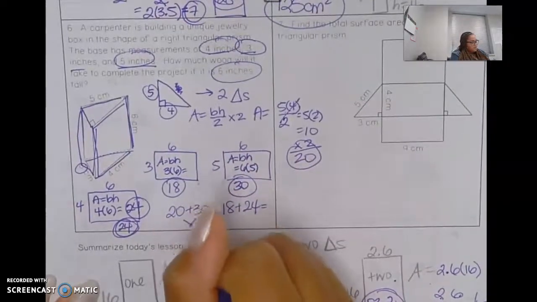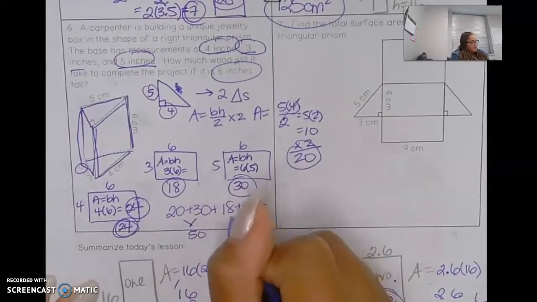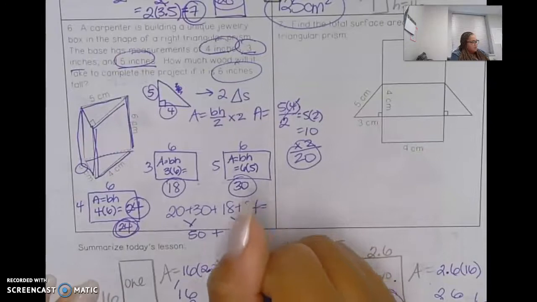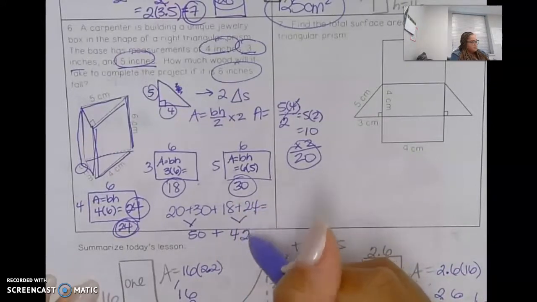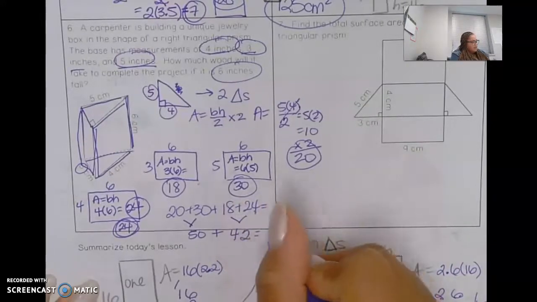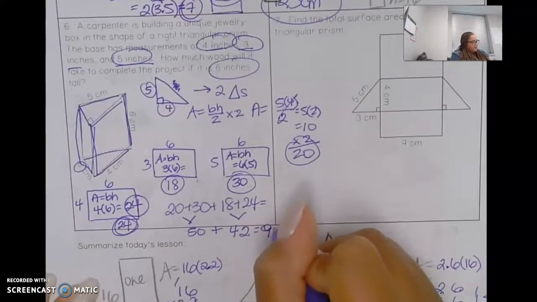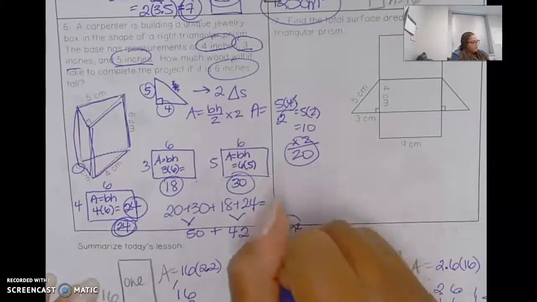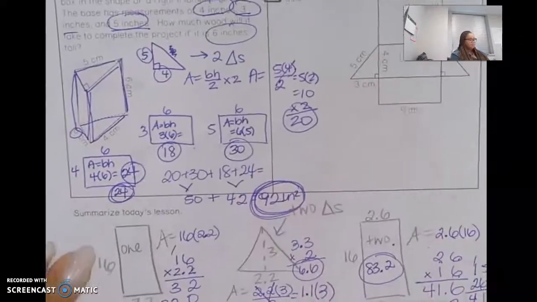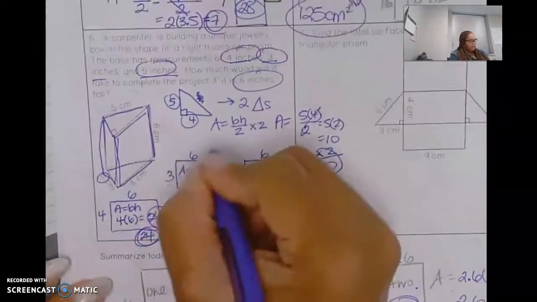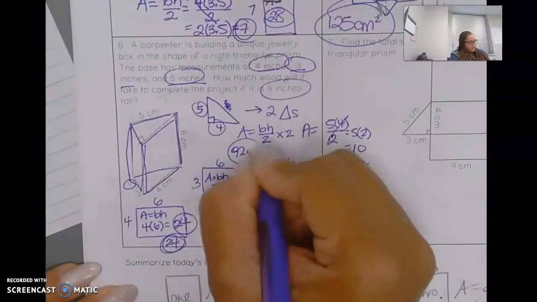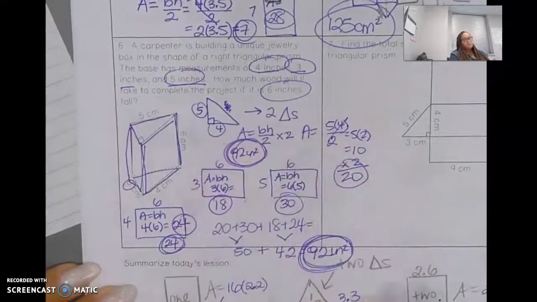20 plus 30 is 50. 18 plus 24 is 42. 8 plus 4 is 12, carry the 1, yep. Add those together and I get 92 square inches. Again, that answer, lots of work here, 92 inches squared, okay?